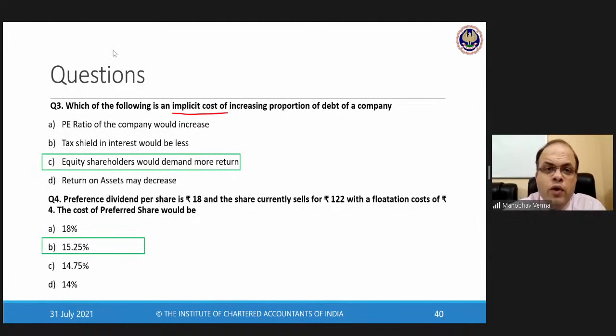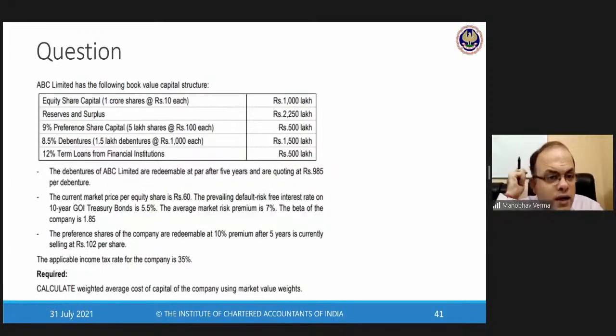So I think time for a few more questions then. Let's look at some comprehensive questions now. ABC Limited has the following book value capital structure: 1,000 lakhs for equity, reserves and surplus 2,250, 500 lakhs, 1,500 debentures and term loans. Debentures are redeemable at par after 5 years and are quoting at 985 per debenture. Current market price per equity share is 60 here.